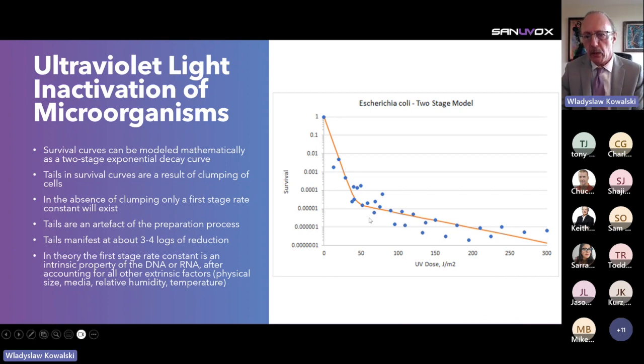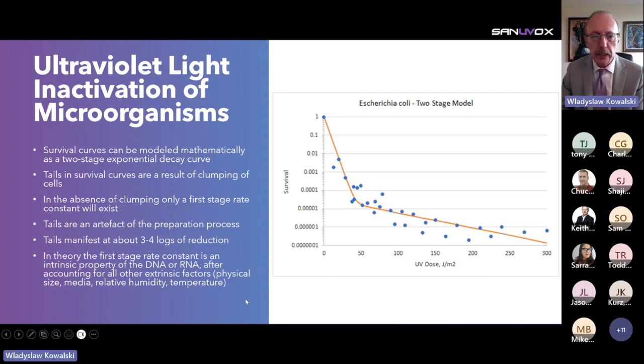The tails that we see in these curves are generally artifacts of the preparation process as a result of clumping, high concentrations, or the exact mixture used, or even the substrate. We can create tails in laboratory experiments as artifacts of the disinfection process. They typically manifest about 3 to 4 log reduction.